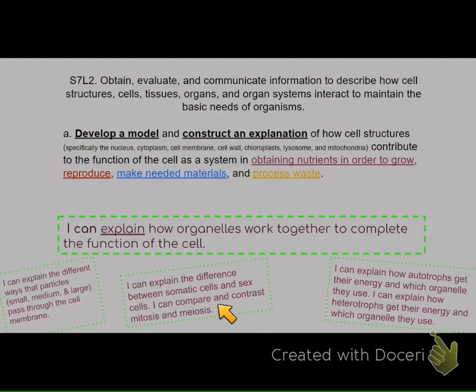Today's I can statement is going to be, I can explain the difference between somatic cells and sex cells. Can you right now answer this or say the statement accurately or truthfully? Can you tell the difference between or explain the difference between somatic cells and sex cells? No. Probably not.